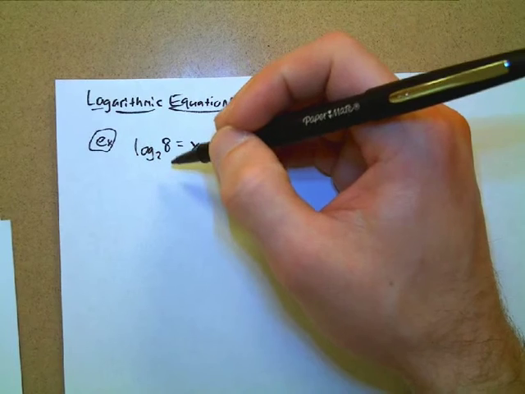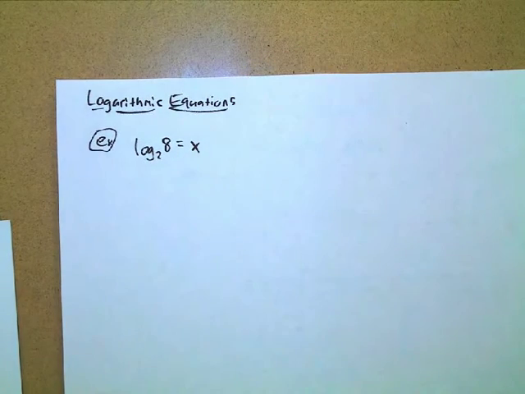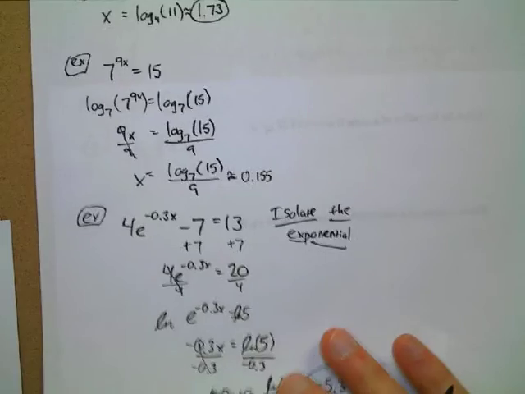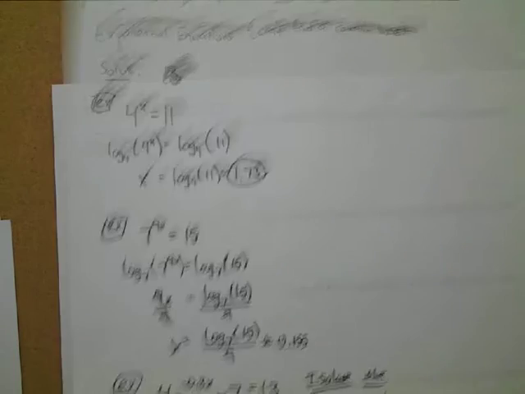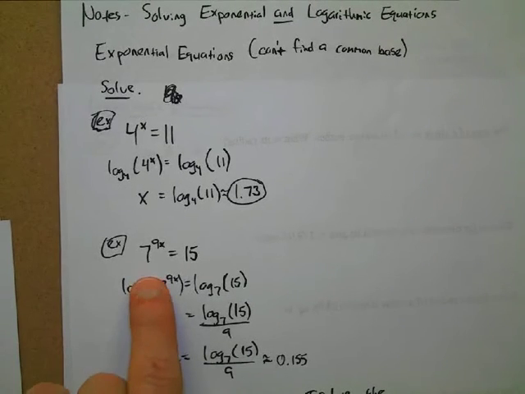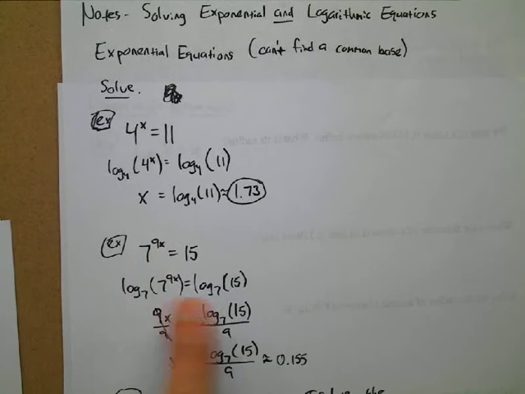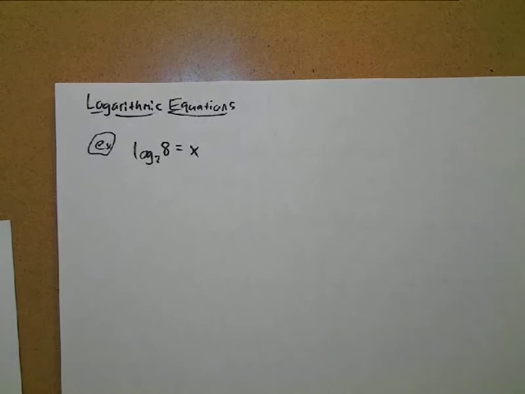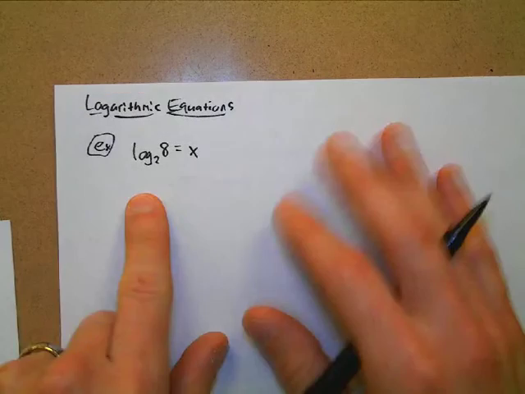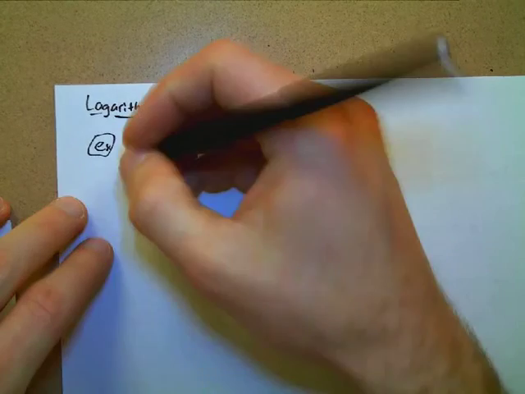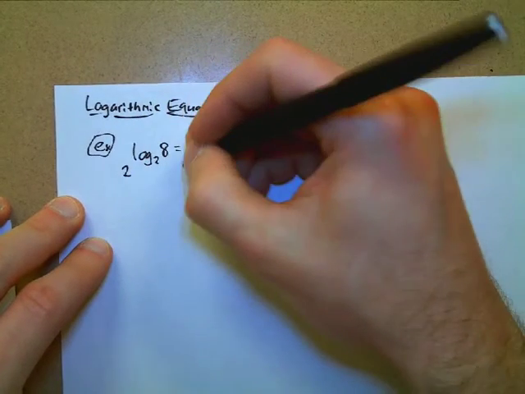What do I mean? Back when we did the exponential equations, I had 7 to the 9x. I wanted to get the 9x out of the exponent, so I used log base 7 on both sides. I used the logarithm to eliminate the exponential. Here, I have a logarithm. To eliminate it, I will do 2 to the left-hand side and 2 to the right-hand side.